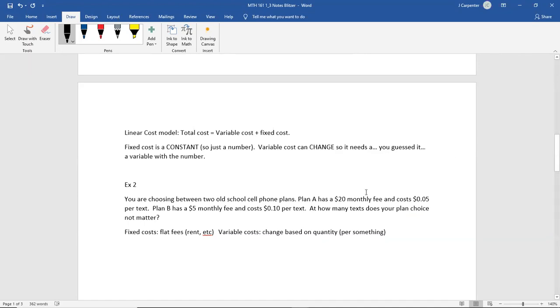So again, just some extra little details about the fixed and variable costs that we've already discussed. Fixed costs are like your flat fees, rent, things like that. Variable costs change based on quantity, so they're typically labeled as a per something. So Plan A and Plan B. Plan A has got a $20 monthly fee. It even has the word fee attached to it, so that's probably a big hint that it's a fixed cost.